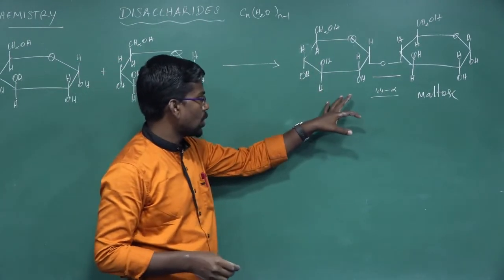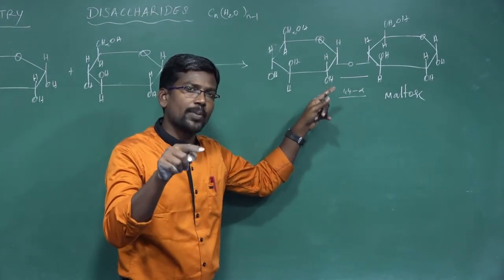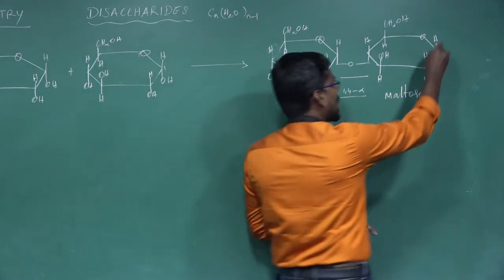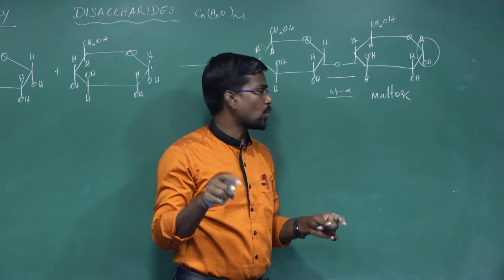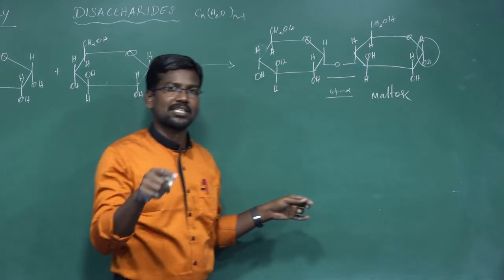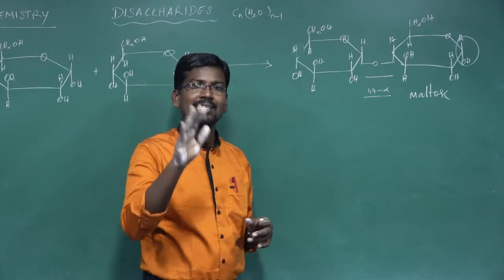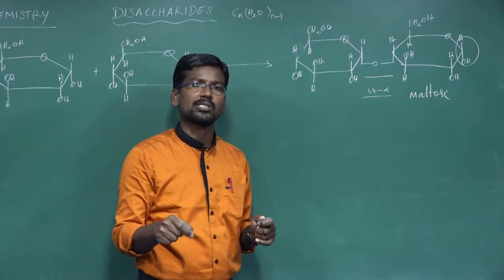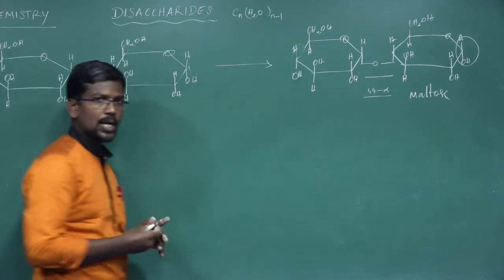In the maltose molecule, the first compound's anomeric carbon is involved in the formation of the glycosidic bond. The second compound's anomeric carbon is not involved in the formation of the glycosidic bond. That free anomeric carbon is nothing but an aldehyde group carbon, which is easily oxidized to a carboxylic acid. That's why the molecule acts as a reducing sugar. So lactose and maltose are reducing disaccharides, and sucrose is a non-reducing disaccharide. Next one, polysaccharides.